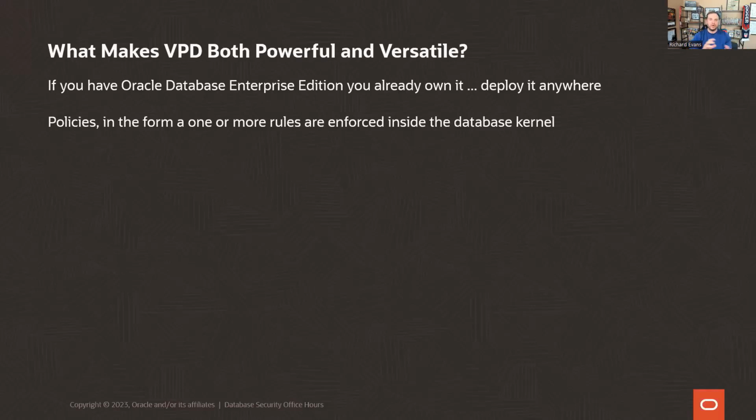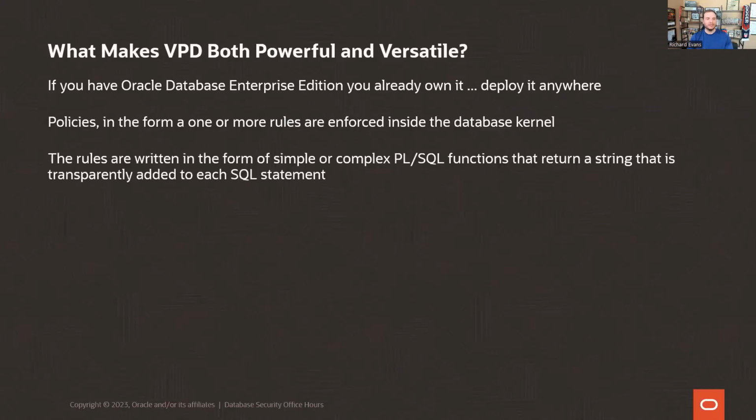Policies form kind of one or more rules that you apply to the table, to the view, or to the synonym, and they're located inside the kernel of the database. So we are securing the data at the data layer, right? So when that query is executed, the database appends it, and then there's no modifications to it after that. And then we've got that there, right?